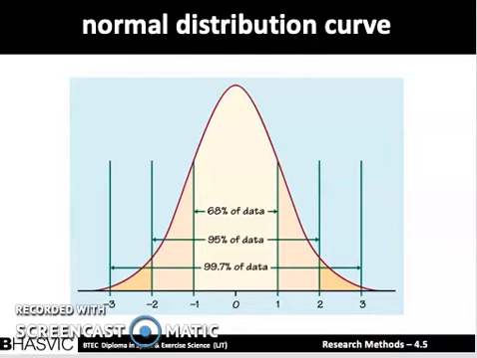Most data that we collect we would expect to be normally distributed. Therefore, we would always want 68% of our data to fall within one standard deviation. If the results were normally distributed, then we would use parametric testing.